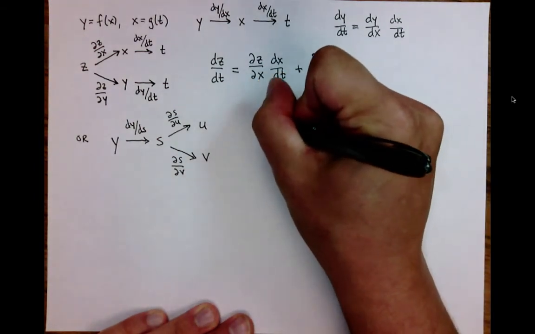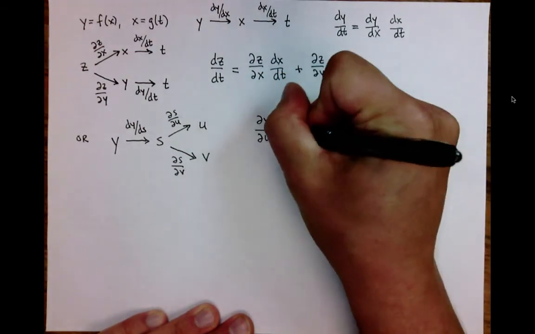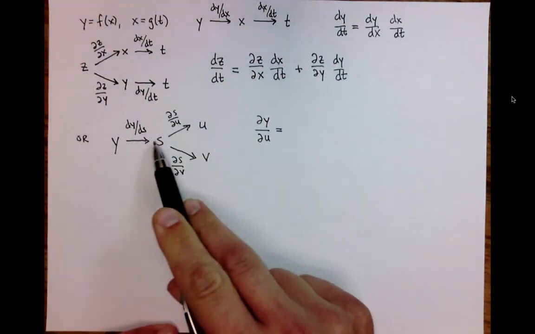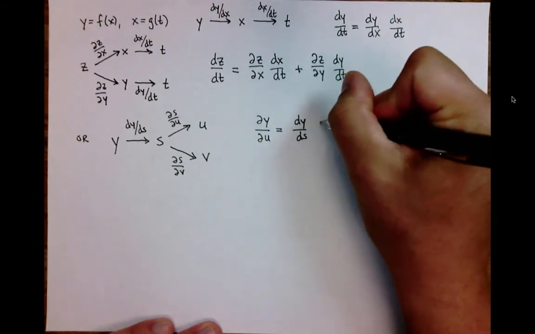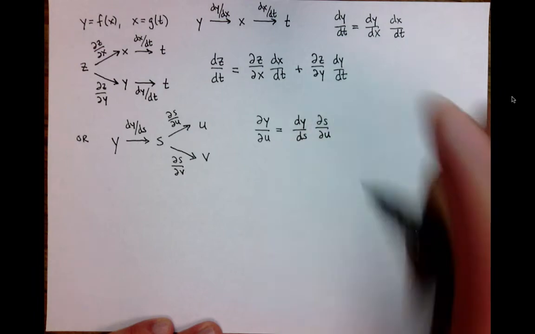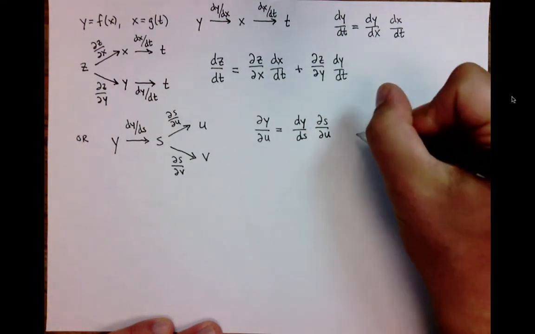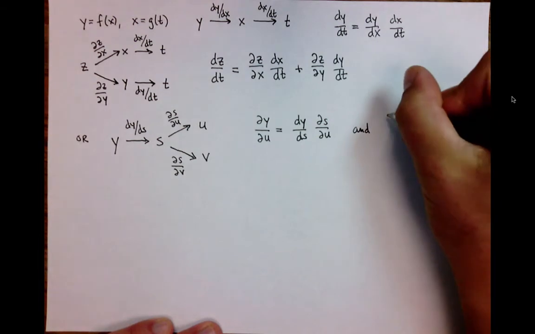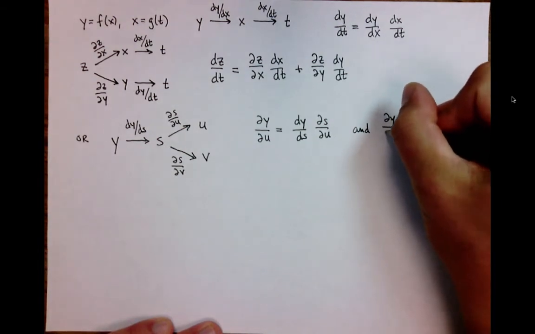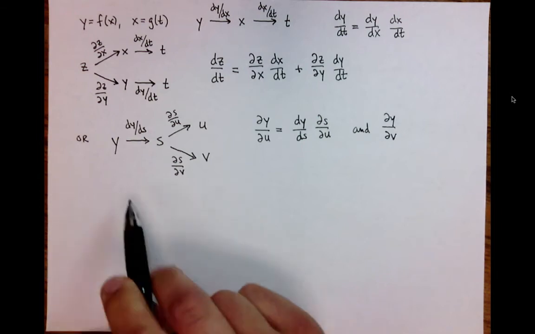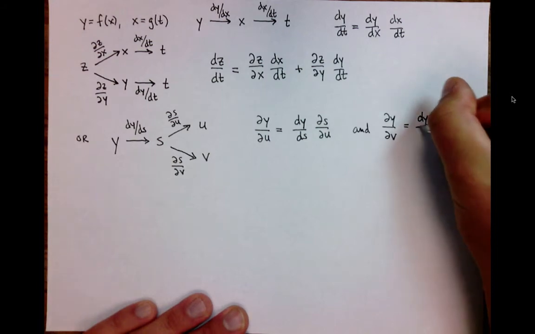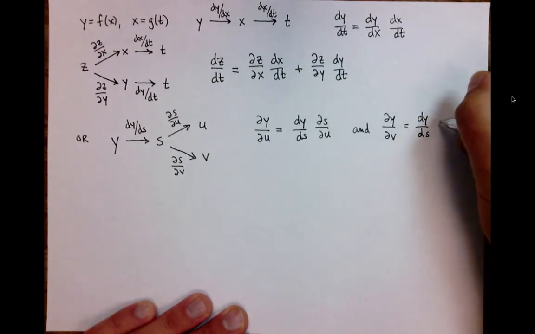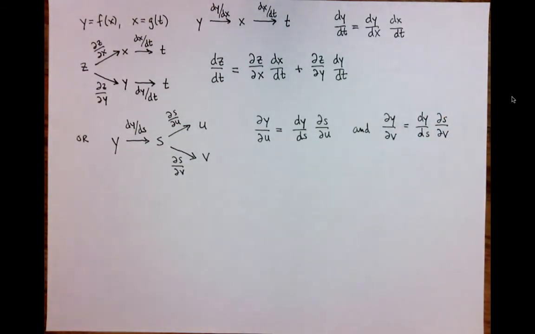So the first one of these, okay, I only have one path from y to u, so I multiply together the terms that I find on that path. And if I want to know the derivative of y with respect to v, again, I only have one path from y to v, so I multiply what I find along that path. So that's the chain rule for that scenario.